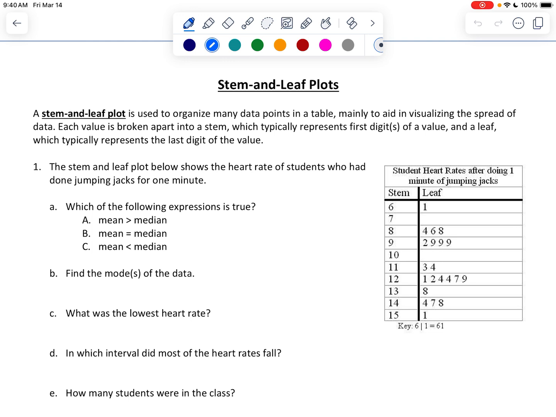Each value is broken apart into a stem, which typically represents the first digit of a value, sometimes the first two digits of a value if they're in the hundreds or the thousands, and a leaf, which typically represents the last digit of the value.